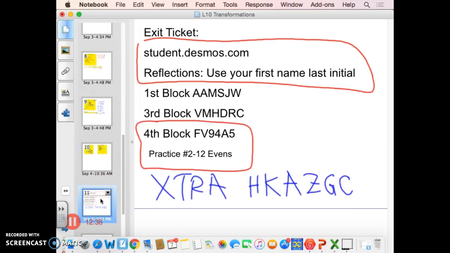What you are going to be responsible to do is there is a Desmos activity. So you're going to go to student.desmos.com. And if you're in first block, you're going to type in this code. Second block types in this code. Fourth block, this code. And you also have to do the practice problems 2 through 12. Good luck. Please remember, if you have a question, you may re-watch the video at any time to take the notes.